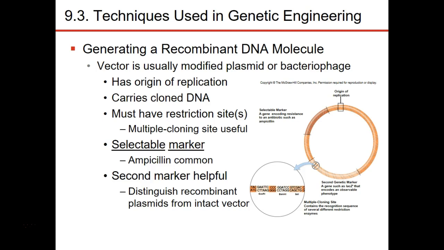So a good vector is going to have more than one selectable marker. You're going to have at least one selectable marker to allow it to grow where other cells would not grow, and then another selectable marker that allows you to choose those cells from other cells. So you want it to be able to grow, so it has to be selective, but it also has to be able to be differential. And a good vector is going to be both selective and differential, kind of like MSA media.